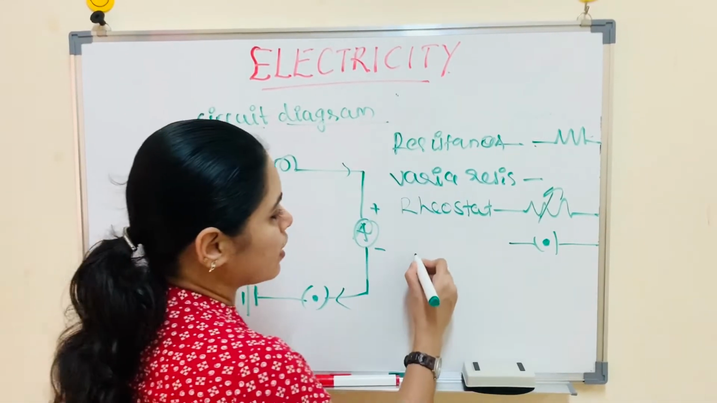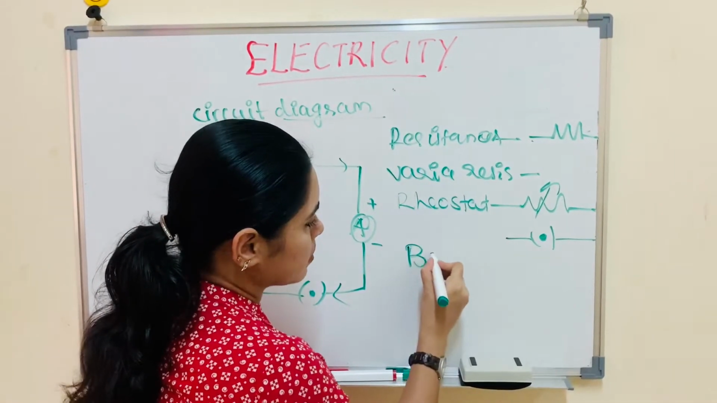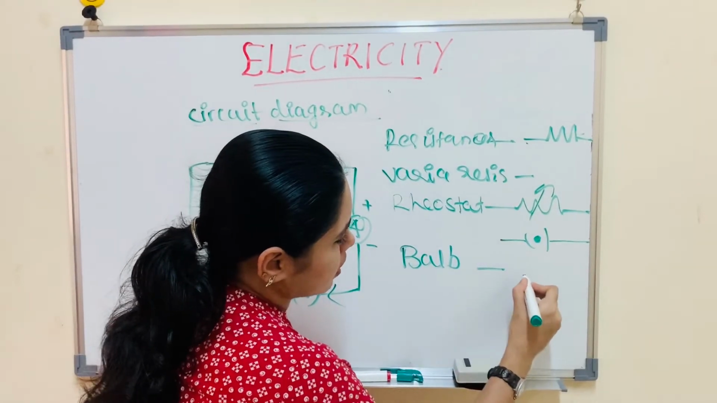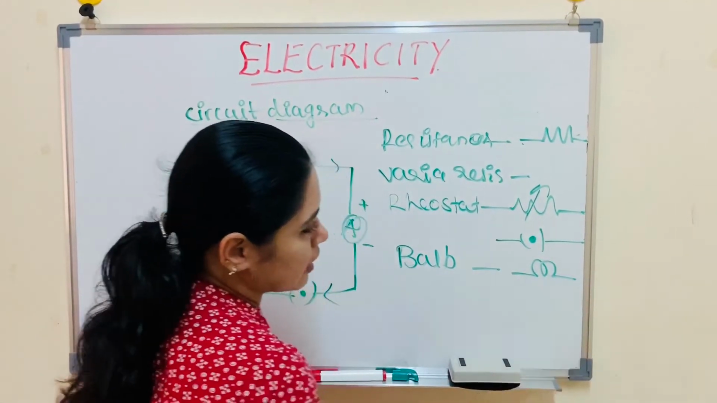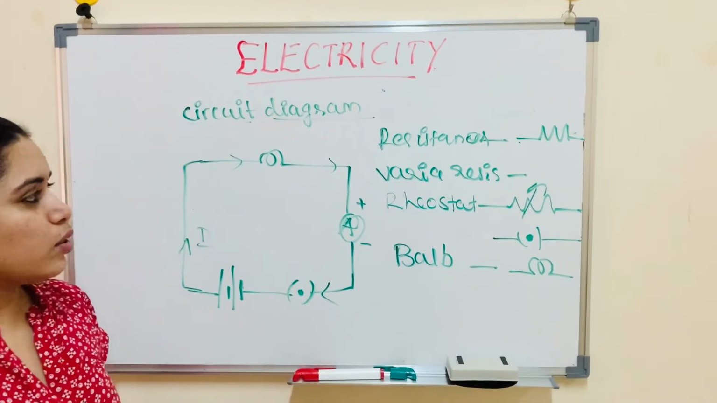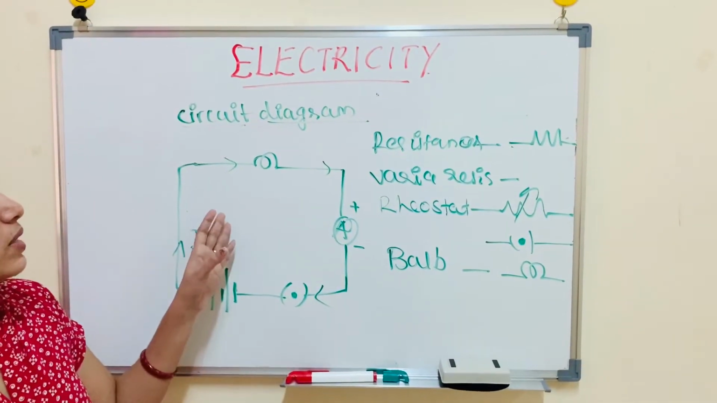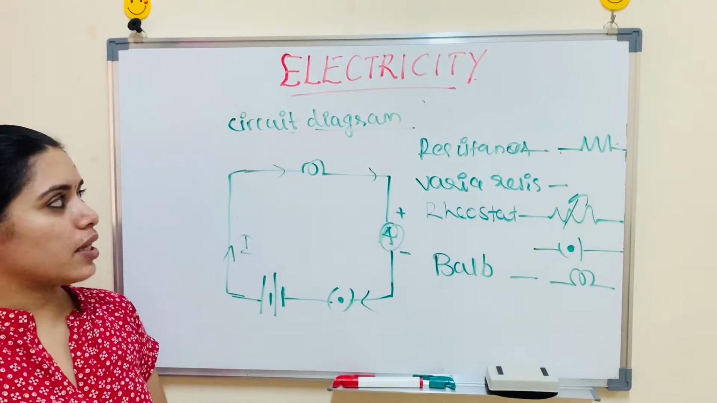Now the last one is a bulb. A bulb can be represented like this. These are the commonly used symbols which are mostly present in electric circuit diagrams.